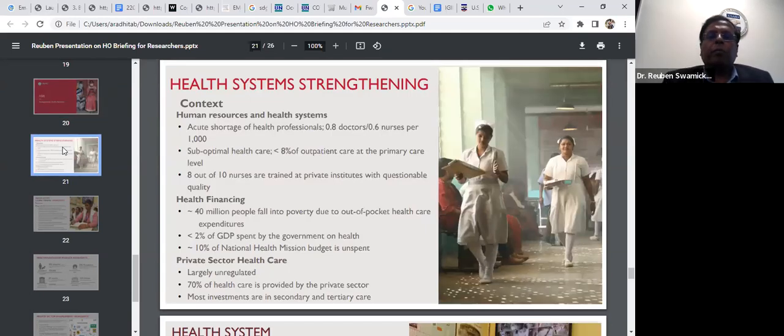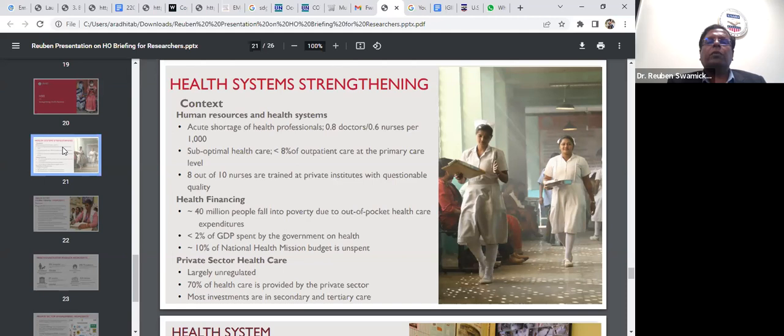So, we're all aware of the acute shortage of health professionals. Nothing new. It's the size of our population. It's always going to be a challenge. There's always suboptimal healthcare, especially at primary care level. And 8 out of 10 nurses are trained in private institutes, and many of them also seek employment outside of the country. So that's one large gap that is there.